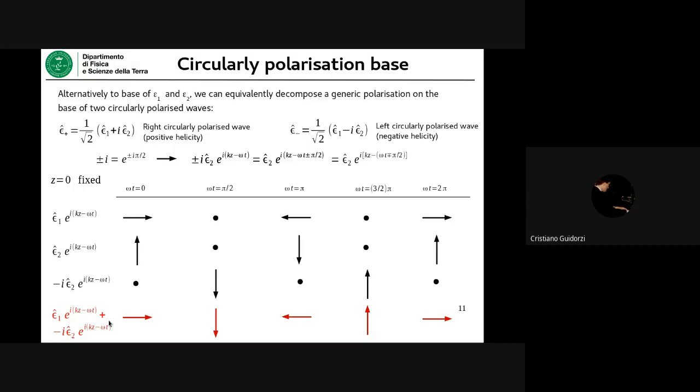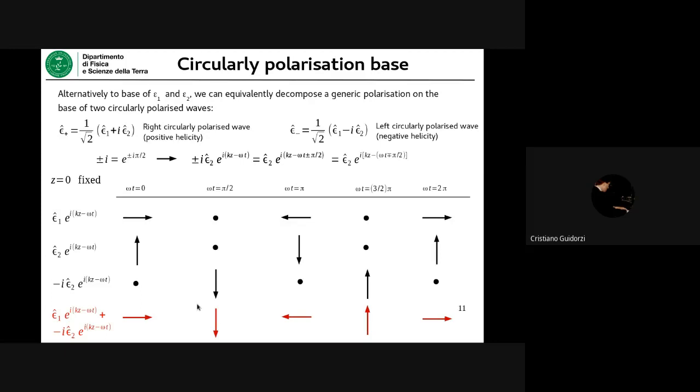Now, I remind you, we are looking at the way the electric field parallel to epsilon minus changes as a function of time for a fixed position in space. If you look at how this arrow changes as a function of time, you see that it's rotating clockwise. But now, you see x, y, z. So z is the direction of propagation of the wave.